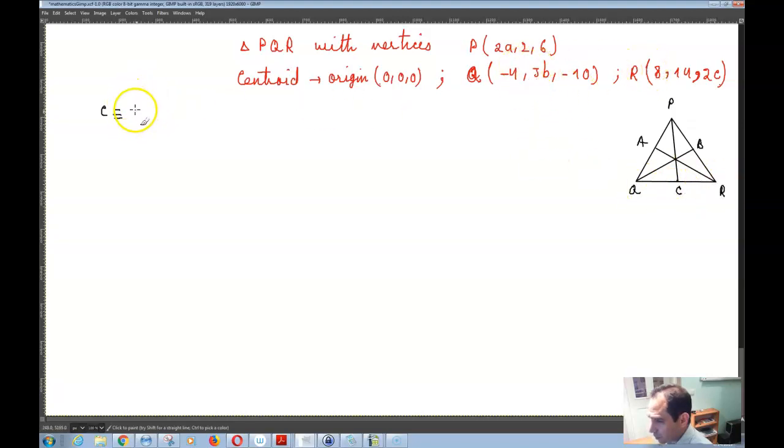the coordinates of C would be negative 4 plus 8 divided by 2, and then you have 3b plus 14 divided by 2, and negative 10 plus 2c divided by 2. That is the coordinates of C. I can write this as 8 minus 4 is equal to 4. 4 divided by 2 is equal to 2.